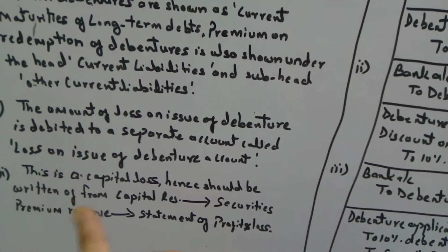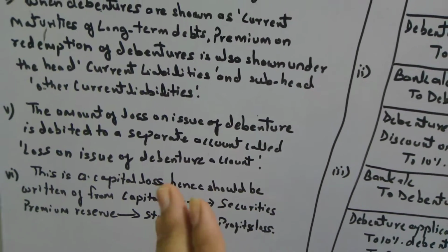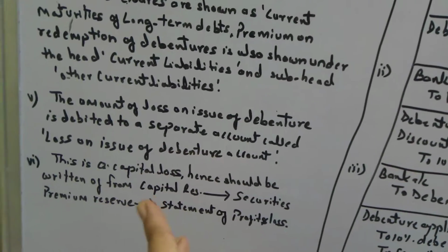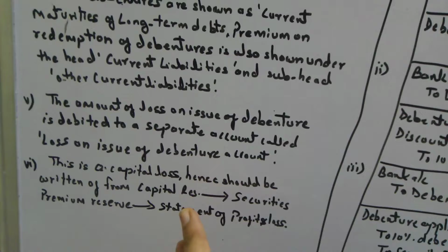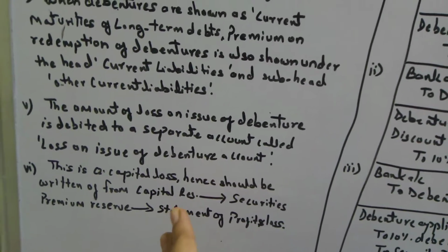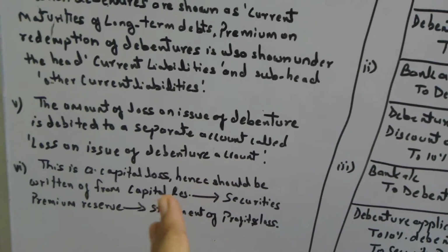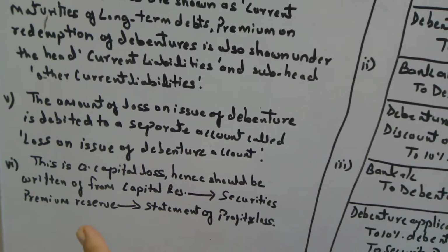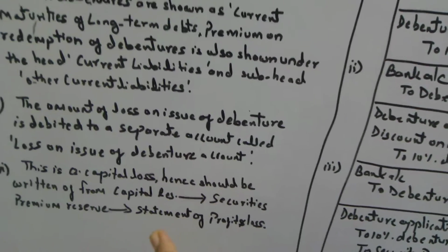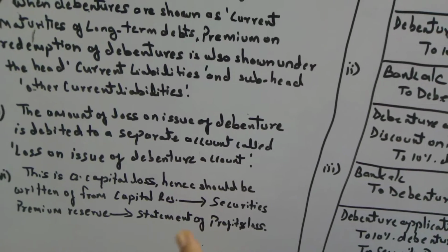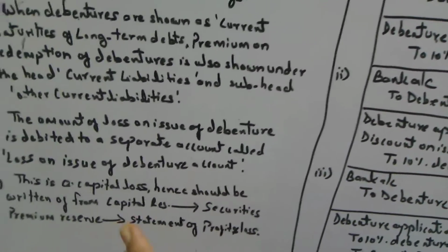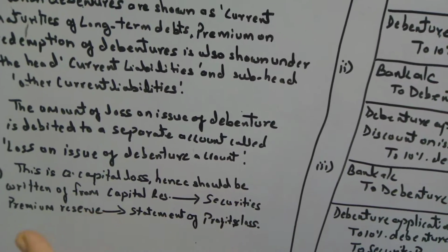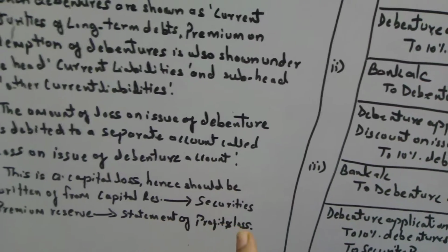Now remember, this loss on issue of debenture account is a capital loss, hence this has to be written off. Priority should be given to the capital reserve first if the balance exists, or if the balance is insufficient or inadequate, then you have to go for the securities premium reserve. After that, the last priority should be given to the statement of profit and loss. First written off should be from the capital reserve, followed by the securities premium reserve, and then the statement of profit and loss.